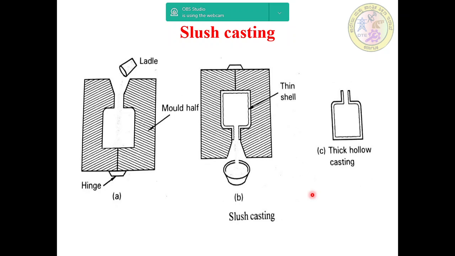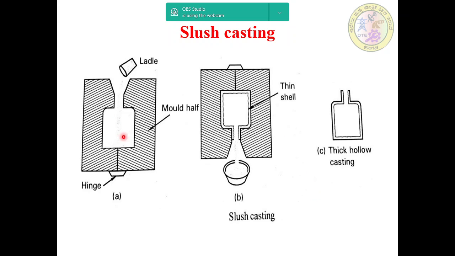Next, we'll go for slush casting. Here, castings with external features having aesthetic walls are made by this technique. Castings will be hollow inside and wall thickness may be non-uniform, and a core is not required for this purpose. For example, lamp posts, statues, toys, etc. are produced by this method.